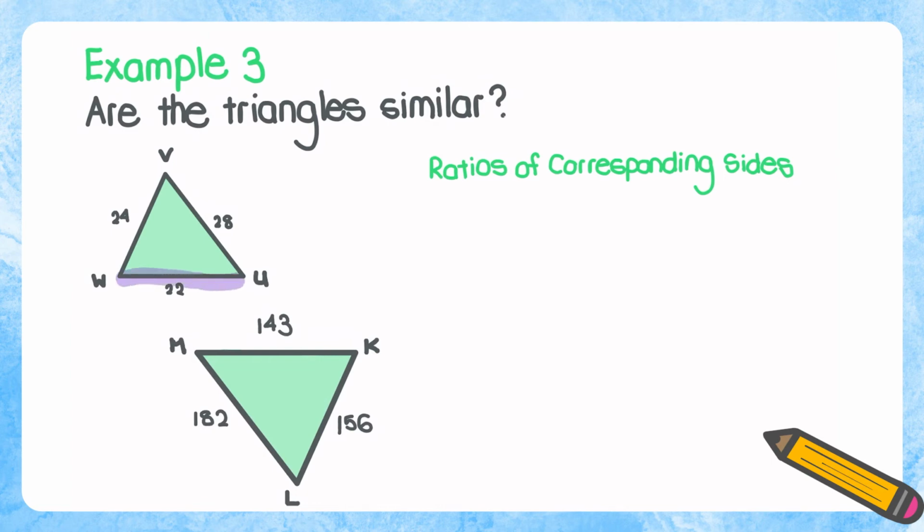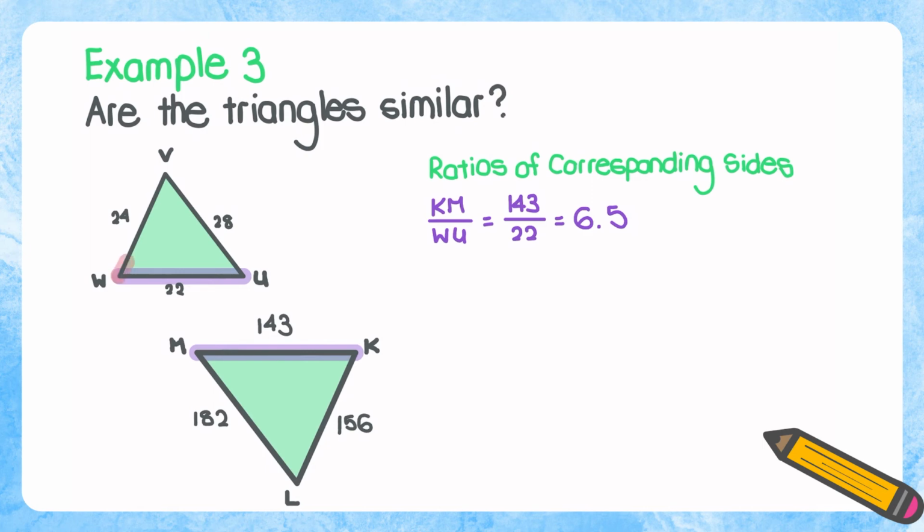Our first pair of corresponding sides is side WU and side KM. These are the shortest sides of each triangle, so they correspond to each other. So let's write out our ratio. Side KM over side WU, which is really hard to say, by the way. So we have 143 over 22. If we plug this in our calculator, we get 6.5. So you don't have to leave the ratio as a fraction. If it's easier, you can definitely convert it into a decimal.